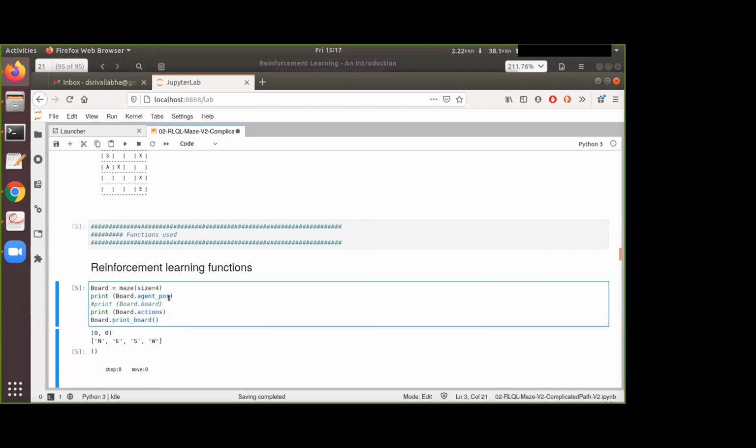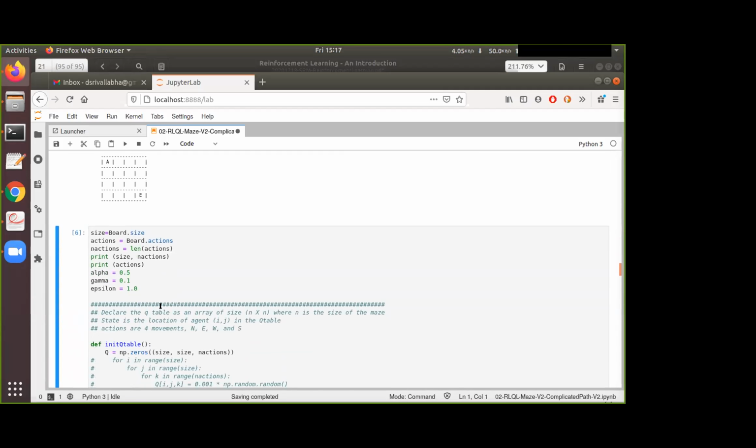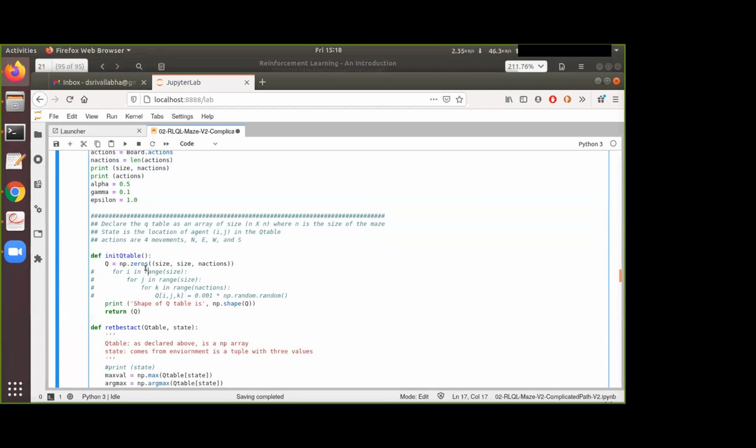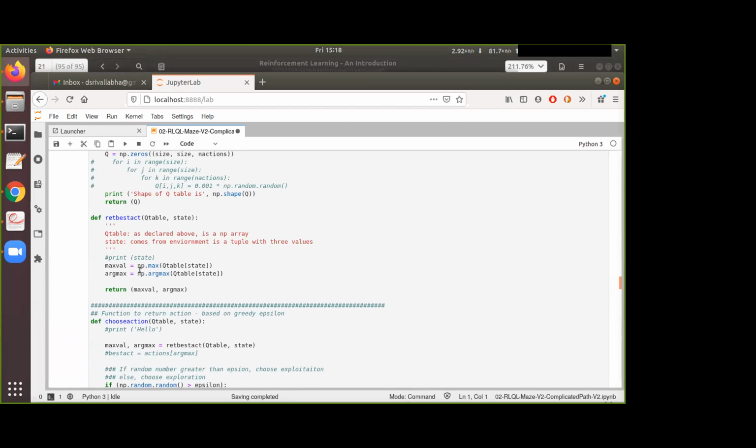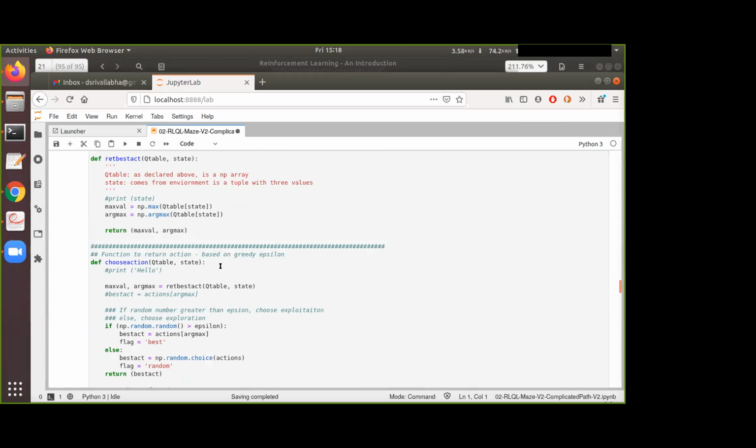Now, to do the reinforcement learning, I told you that we need to set up the Q-learning table. You set up the board of a particular size, and based on that size you set up your Q-learning table. You set the board size, the number of actions, and then based on actions and states, you define your Q-learning matrix. The Q-learning matrix is simply a matrix of size, size, and n actions. Size and size are the rows and columns. If there are 4 rows, 4 columns, and 4 actions, it will be 4 into 4 into 4, 64 is what you will see. So this is basically setting the Q-learning table.